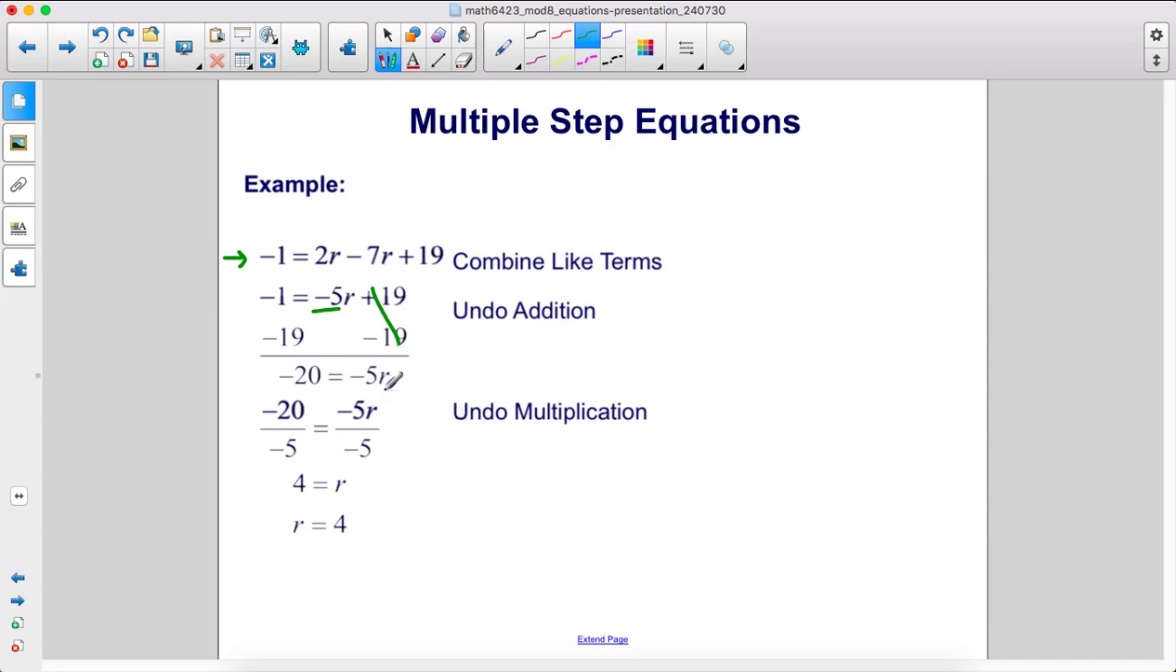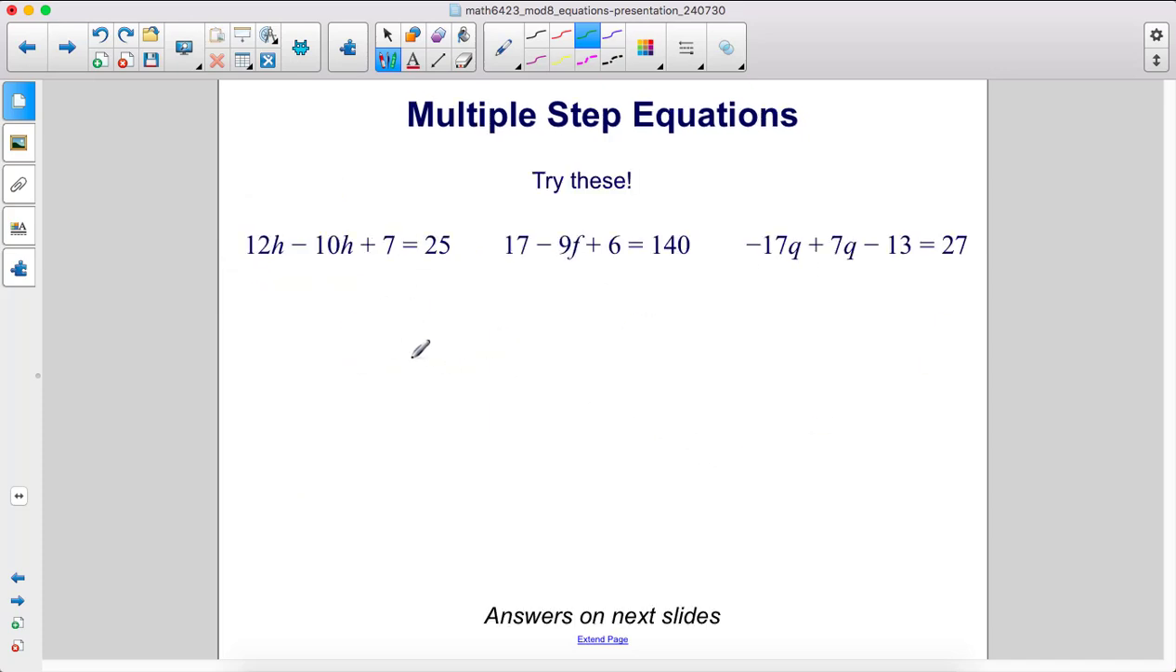And then we're going to divide both sides by negative 5 to undo that multiplication. When we do that, the negative signs all cancel out, and 20 divided by 5 is 4. Then we can go ahead and just flip the whole thing around so that it says r equals 4. Let's try some together.